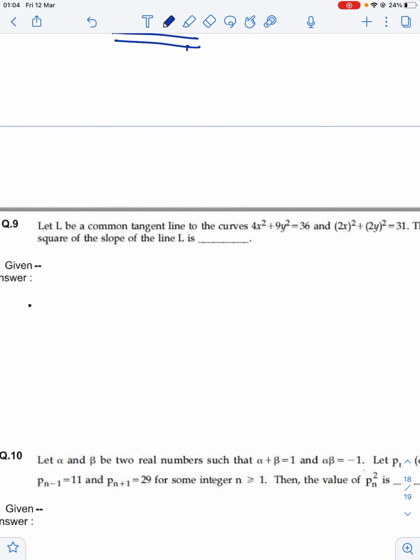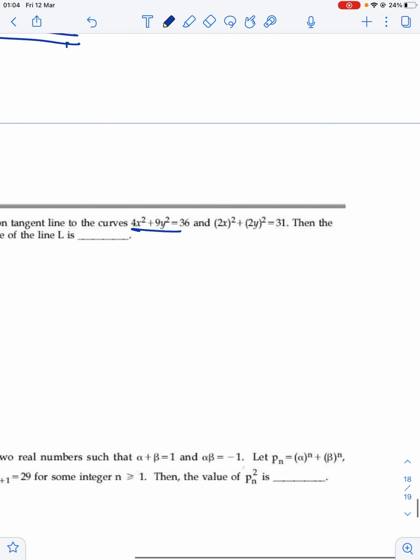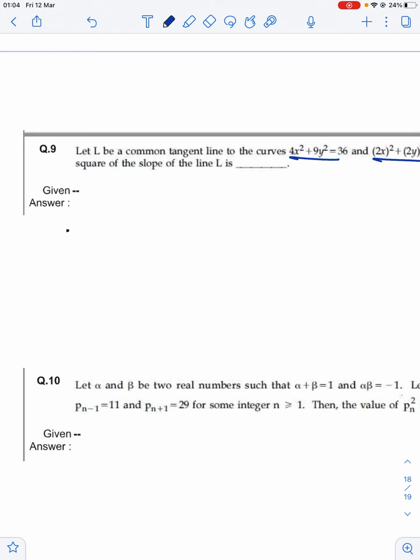Now let L be the common tangent of this curve, which is an ellipse, and this curve, which is a circle. Then find the square of the slope of the line L. So let m be the slope of the common tangent.